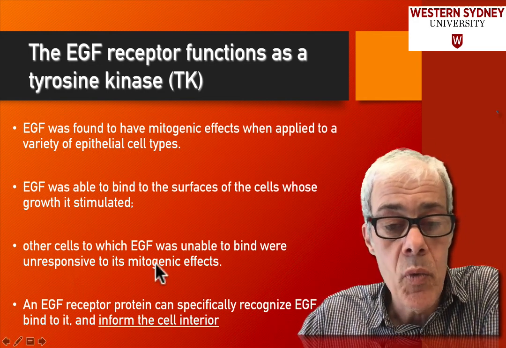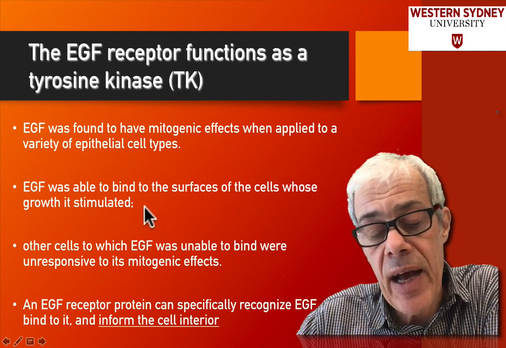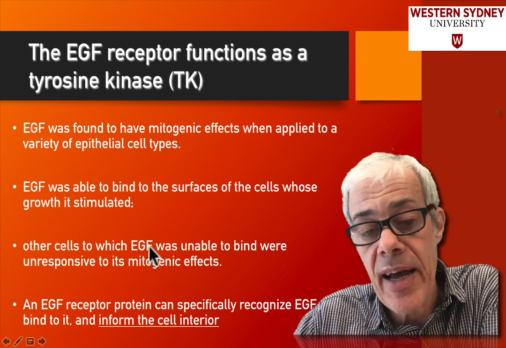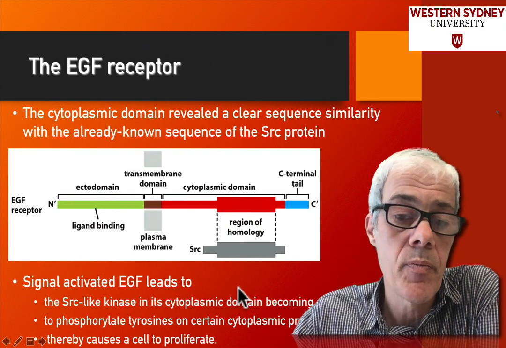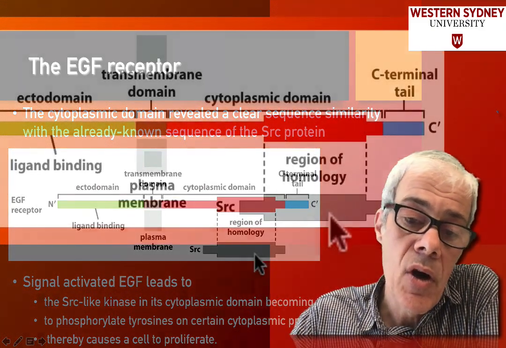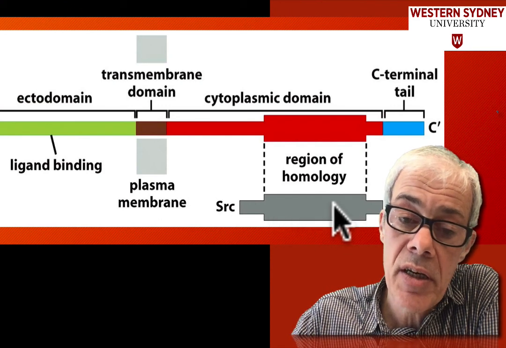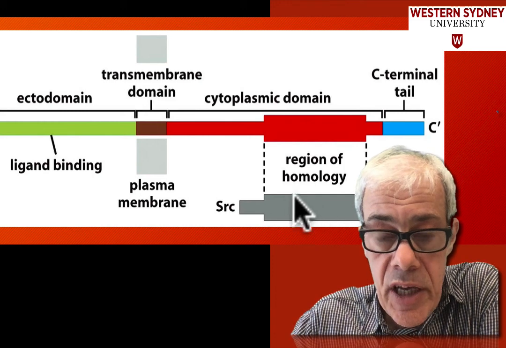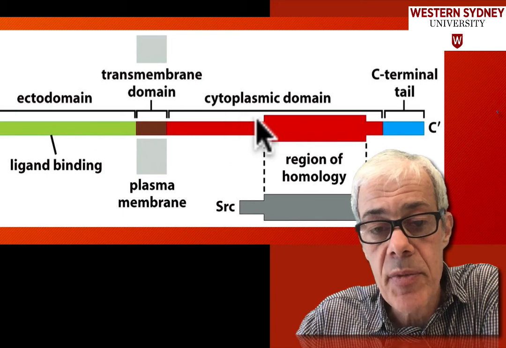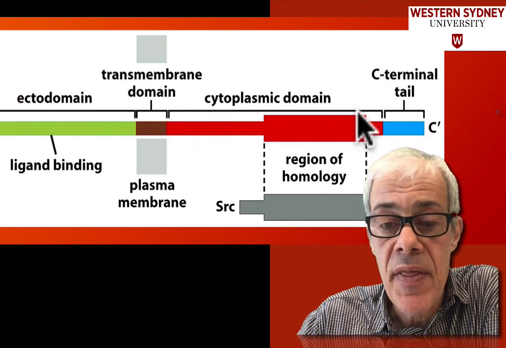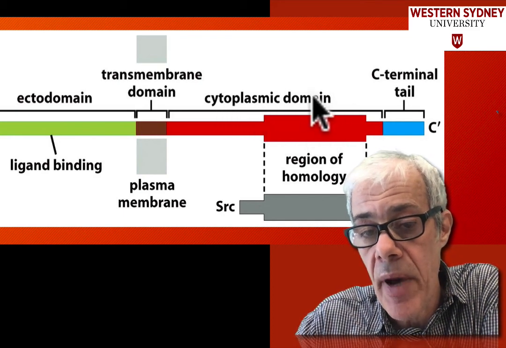And with this receptor, it has a domain on the outside that picks up the growth factor, but it has a domain on the inside that phosphorylates tyrosine kinase domains. So here we have the sequence of the Src protein that had been identified as being an important oncoprotein. When people then looked for this sequence in other genes, they identified a lot of these receptors, these tyrosine kinase receptors, that have a tyrosine kinase domain on the cytoplasmic domain of the protein.